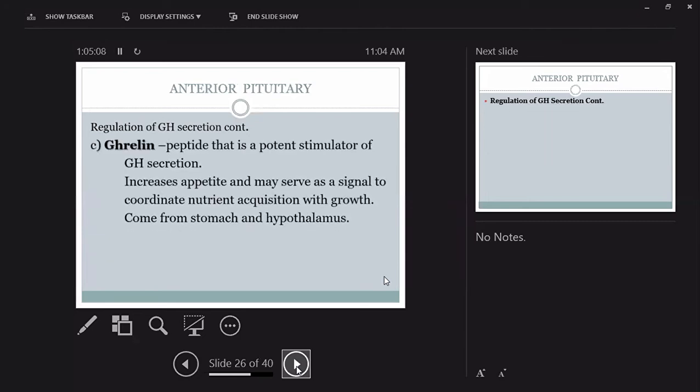Ghrelin. This is a peptide that is a potent stimulator of growth hormone secretion. Increases the appetite and may serve as a signal to coordinate nutrient acquisition with growth. This comes from the stomach and hypothalamus. That's why a child eats a lot, right? Because they need that for growth.